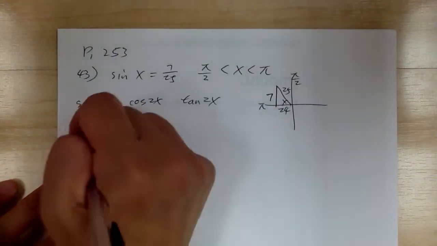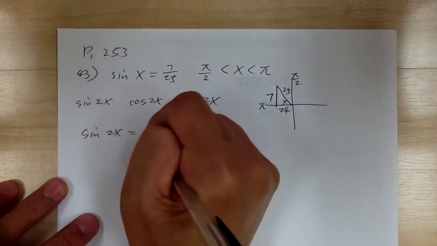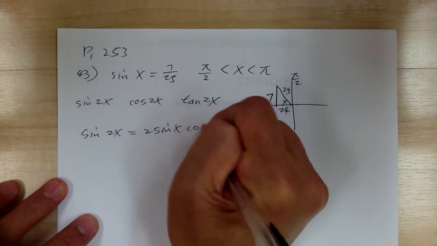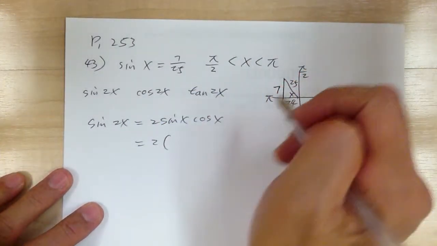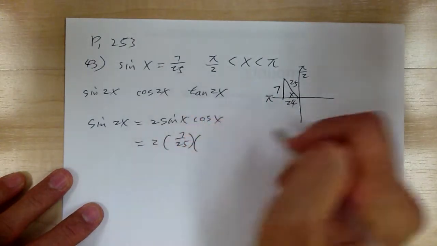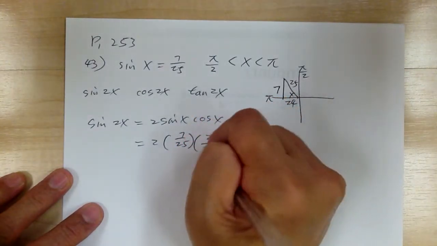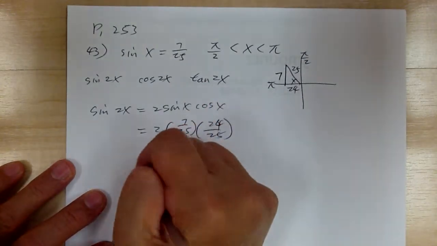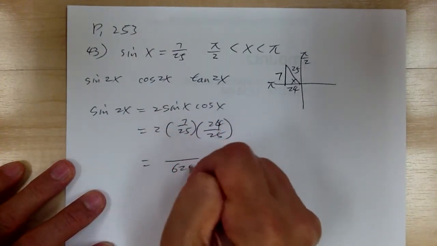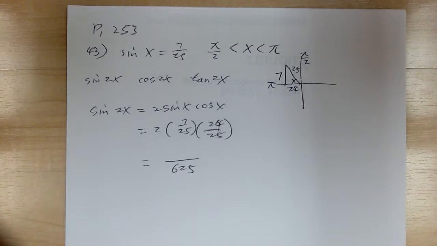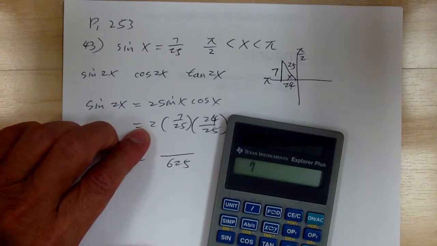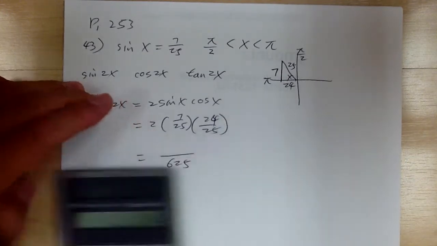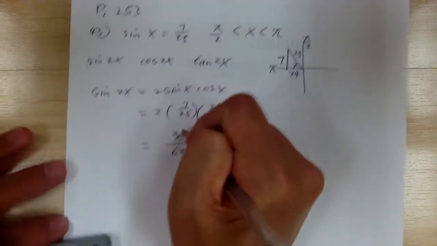Okay, so let's go and do sine of 2x. Sine of 2x is equal to 2 sine x cosine x. So this would be 2 times sine x, which is 7 over 25, times cosine x, which would be 24 over 25. Okay, so the denominator will equal 625. And again, get your calculator and multiply out. 2 times 7 times 24 equals 336. Okay.